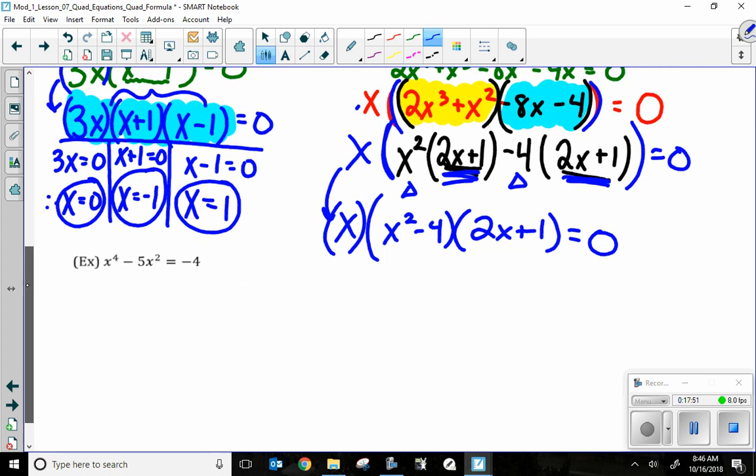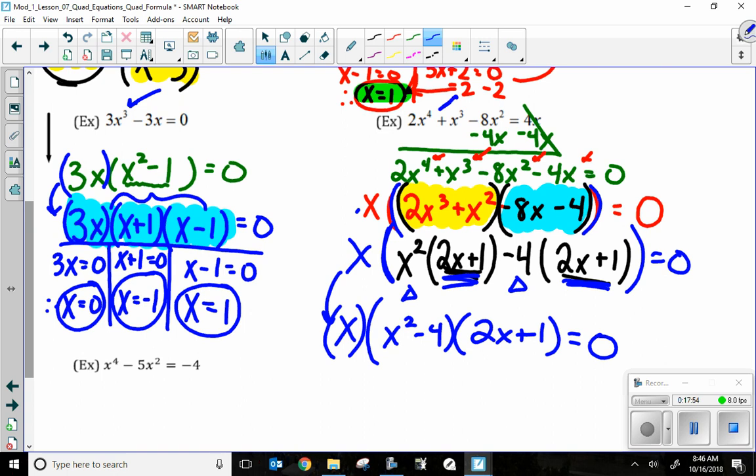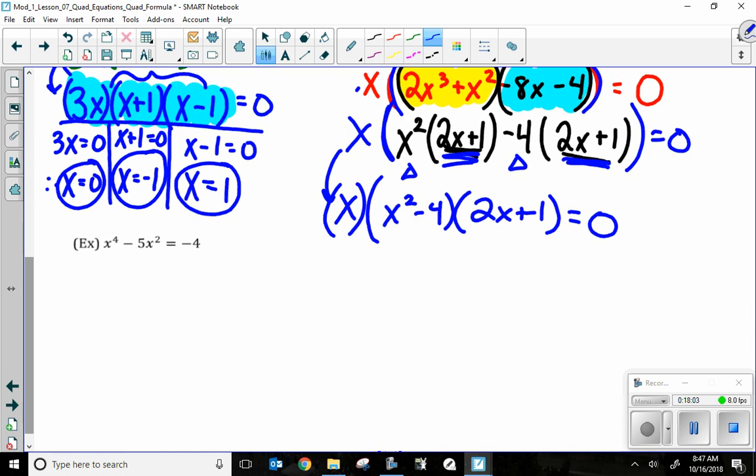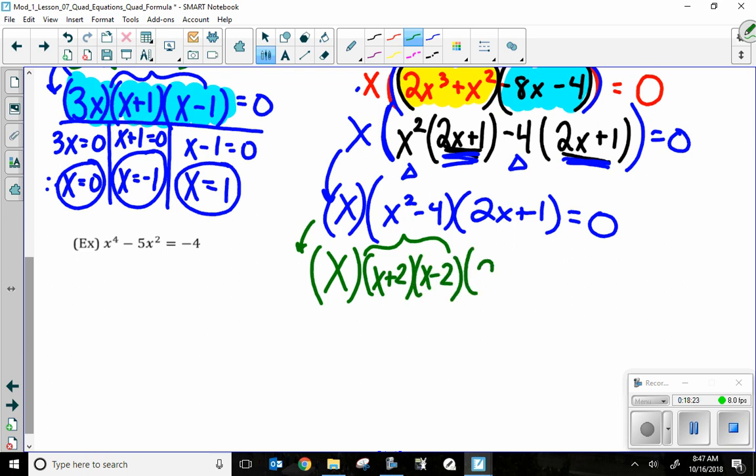We have 3 parentheses, but we should have 4 answers. All right? So that tells me one of these parentheses I can factor again. This one I cannot. That's just an x. Comes for the ride. This right here is a DOS, a difference of perfect squares. That's x plus 2 times x minus 2. And this last one, I cannot factor anymore. So there you go. 4 parentheses to get 4 answers.